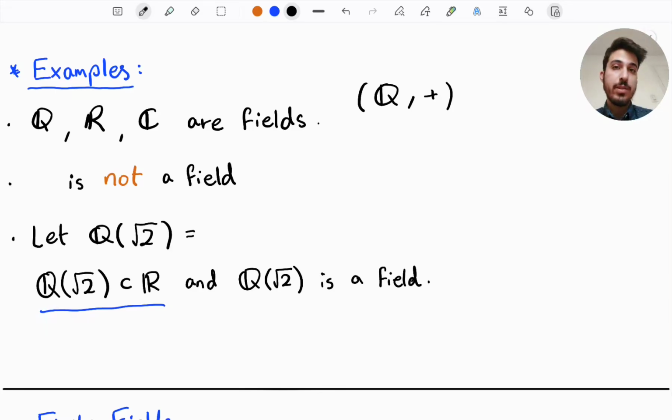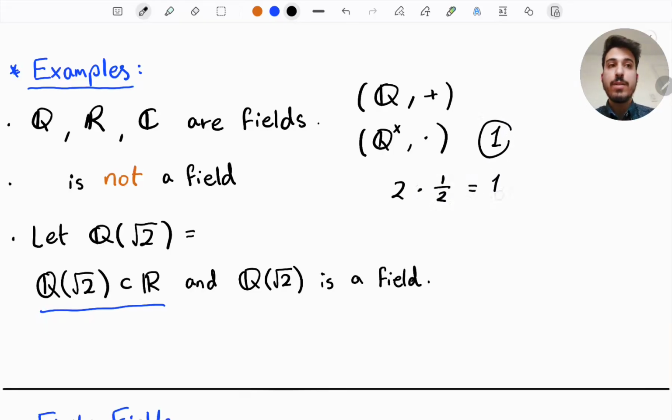every element has an additive inverse. And now (Q cross, multiplication) is an abelian group as well, because multiplication is associative, commutative, there is a multiplicative identity which is 1, and for every element that is non-zero in Q, there exists an inverse. So for example, the element 2 multiplied by its inverse, a half, gives back the identity which is 1.